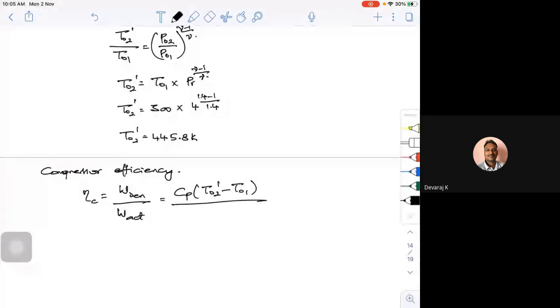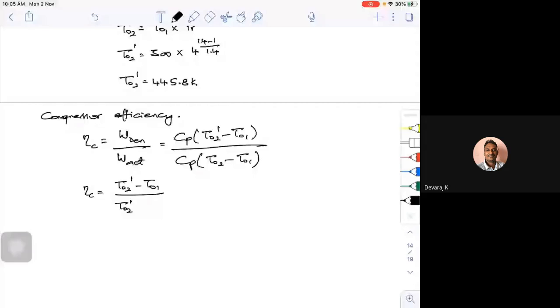So Cp simply cancels off. I am left with the compressor efficiency equal to, in terms of only temperatures, T02 dash minus T01 divided by T02 minus T01. Here I know the compressor efficiency is given as 84%, T02 dash as 445.8 calculated, and T01 is 300 Kelvin, which is given in the numerical. I can find the actual temperature, which is T02. So let's substitute and find T02.